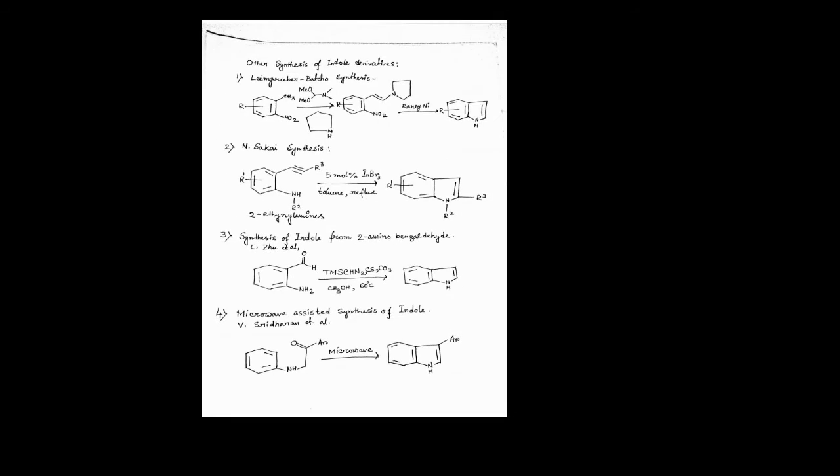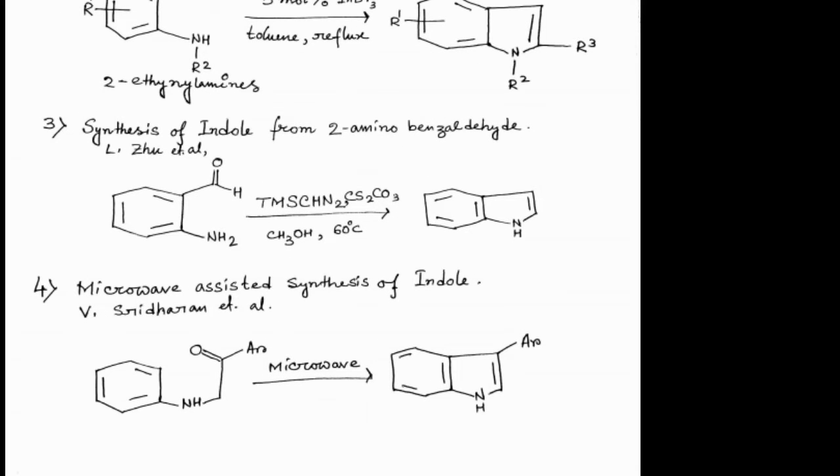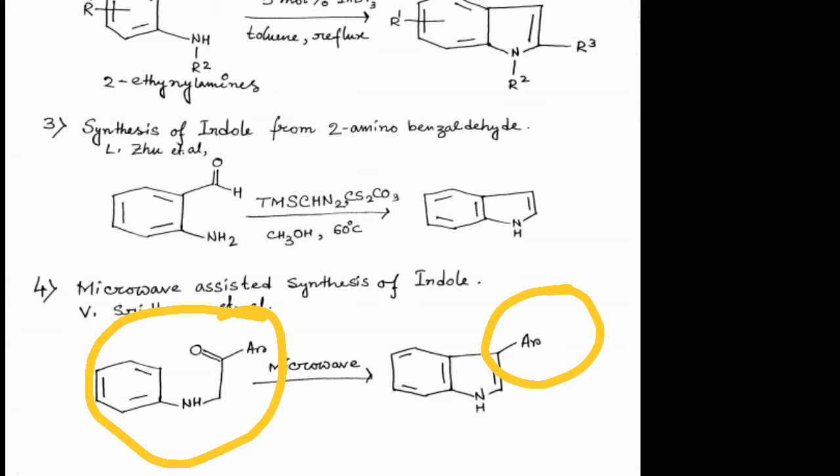Now if we go to the green chemistry approach, here the microwave-assisted synthesis of indole is there, where an aniline derivative is taken at first, and under the microwave condition we get the indole, obviously with an aromatic substitution.